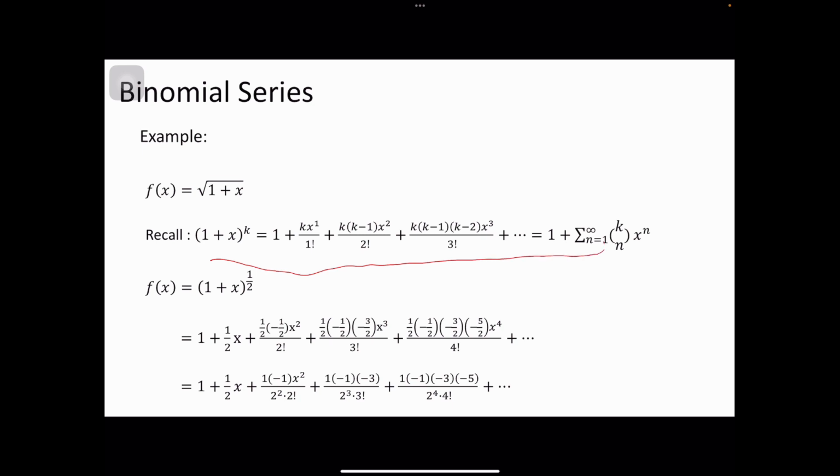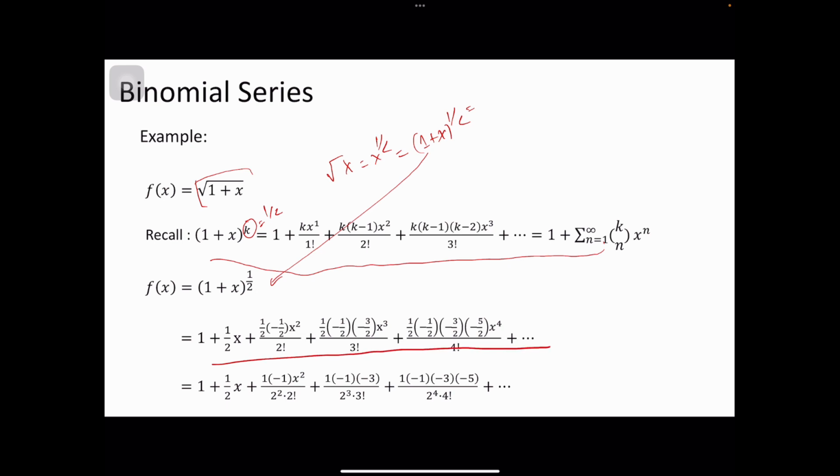Now, in this f of x, we know that it can be written to something else. We know that square root of x is equal to x to the power of 1 over 2. This thing can be written as 1 plus x to the power of 1 over 2 as well. Now, once you get that, here it is. We can simply just replace this, substitute it into this formula. Now k will equal to 1 over 2. Now this is what we'll get.